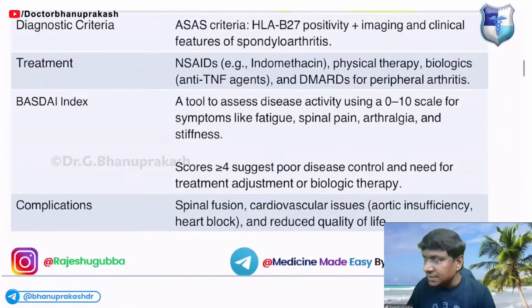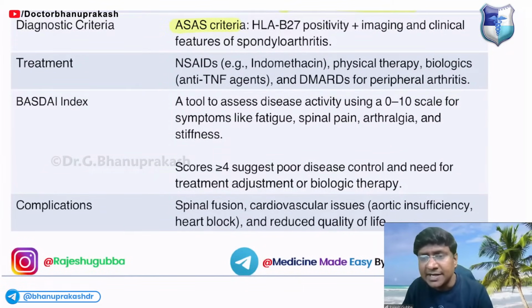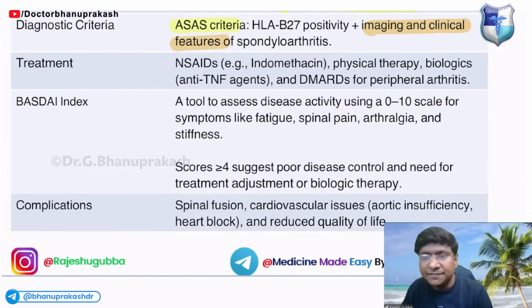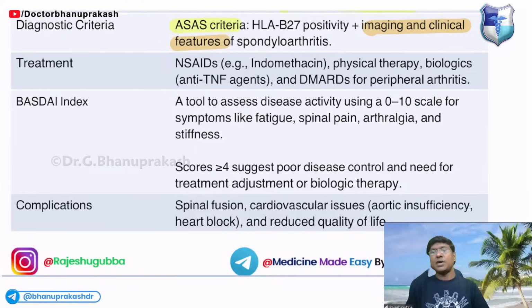And what is the name of the diagnostic criteria? That is the ankylosing spondylitis criteria, in which you should have HLA-B27 positive. Along with HLA-B27 positive, there should be imaging as well as clinical features of spondyloarthritis.